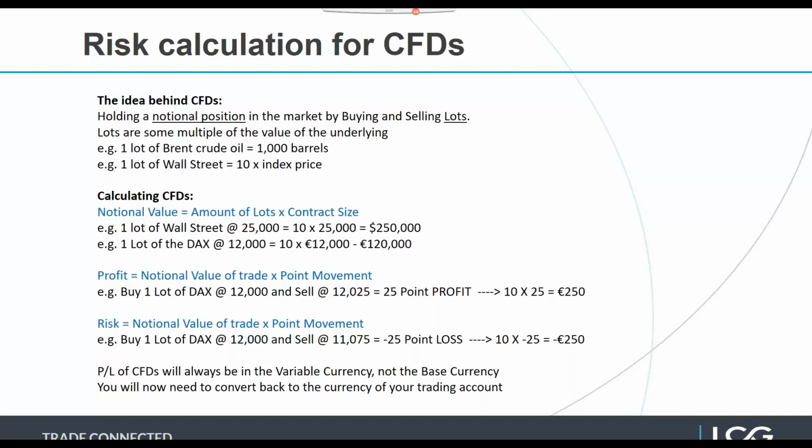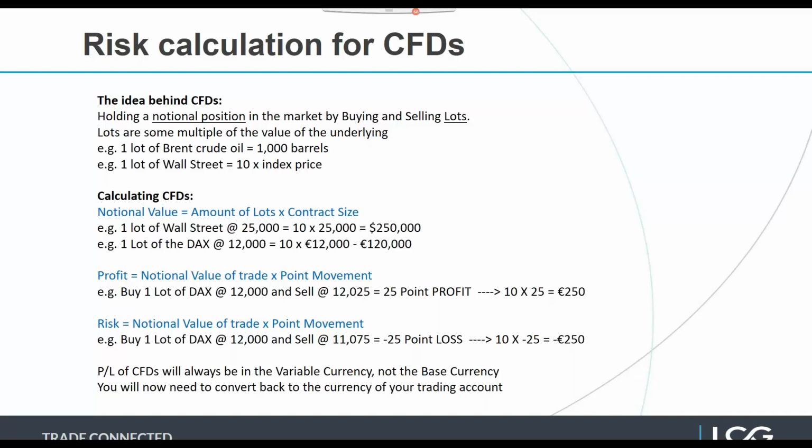As an example, for one lot of Wall Street, if the price is 25,000, as we said earlier, it's 10 times the index price. So 10 times 25,000 gives you the size of the trade you're placing. The notional value is 250,000. It's all written in maths, and sometimes this gets mixed together in your head, but all we're saying here is that when the price of Wall Street is 25,000 and we buy one lot, the size of our trade is $250,000.